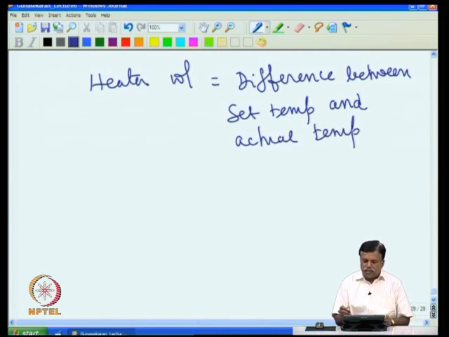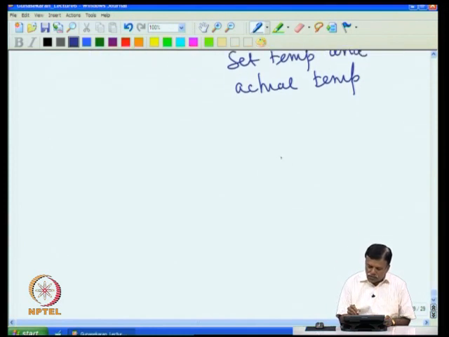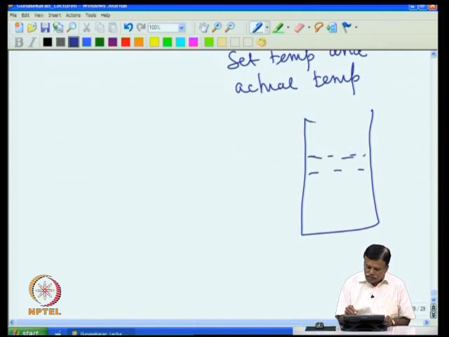So obviously, if you have to design this, the actual temperature of the system should be known, and the set temperature should be known, and I have to find the difference. So let us take the same example. In this case, assume that I have one oven here in which I want to maintain the temperature. Then I will assume that I have a heater here.